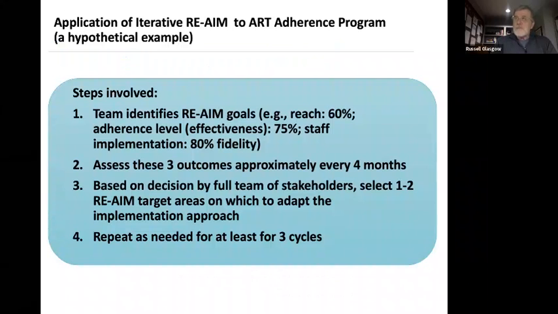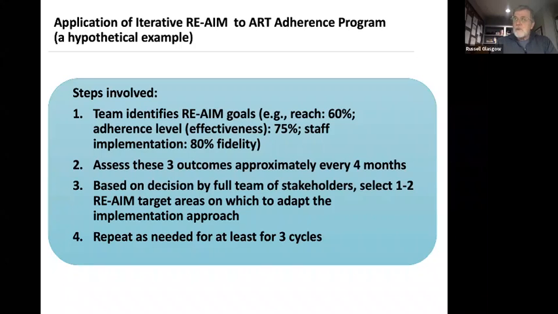I'm making this up. I want to be clear. I should have put that underlined. This is hypothetical, but I think something that could well be done if you wanted to apply iterative RE-AIM to this program. So again, let's go over the steps that were involved.